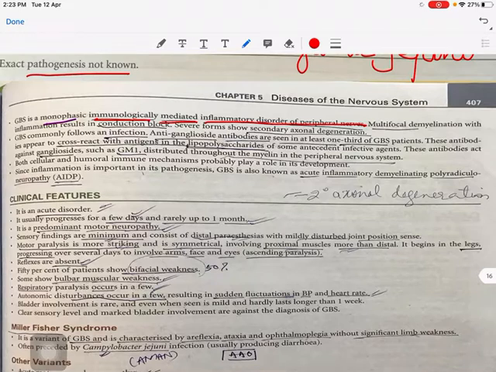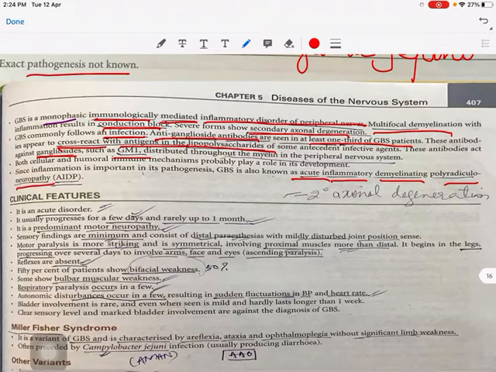Okay, so there will be multifocal demyelination of the nerves that can lead to conduction block in nerves, and it forms secondary axonal degeneration. So it will follow an infection, that is Campylobacter jejuni most commonly. Anti-ganglioside antibodies are seen in at least 1/3 of the GBS patients, proving our hypothesis, and they cross-react with antigens in the lipopolysaccharide of Campylobacter jejuni, meaning he is the culprit. Okay, so antibodies against these gangliosides can be called GM1.